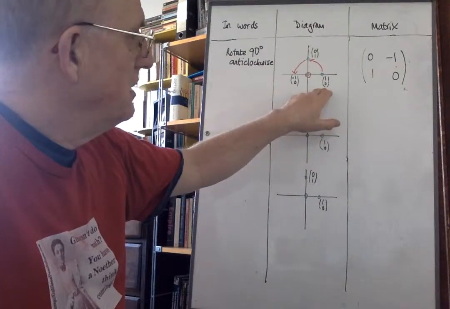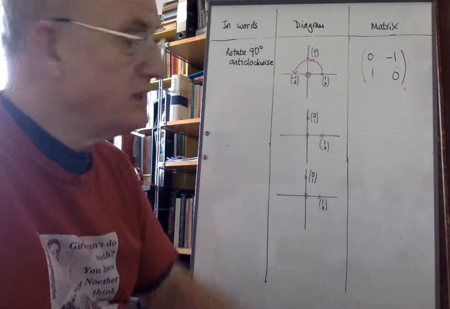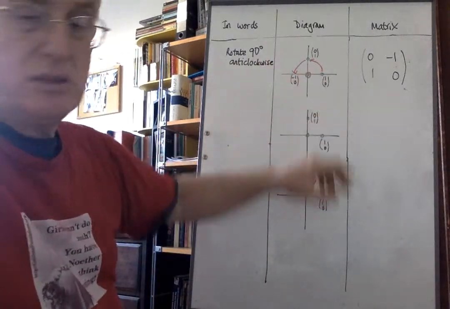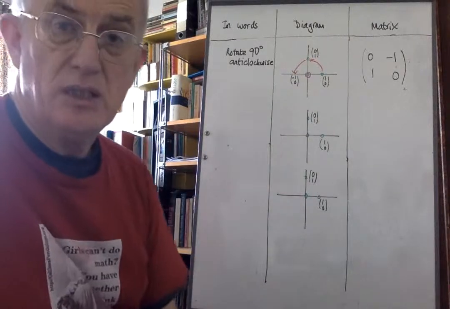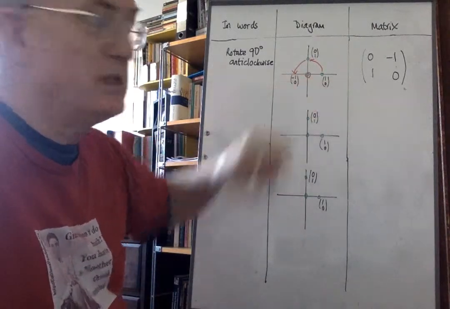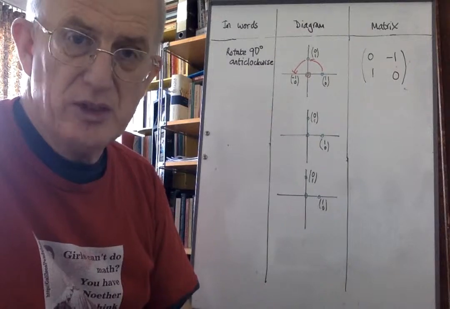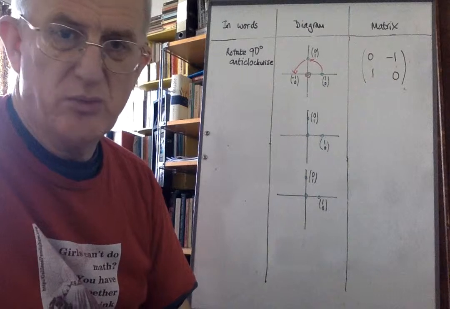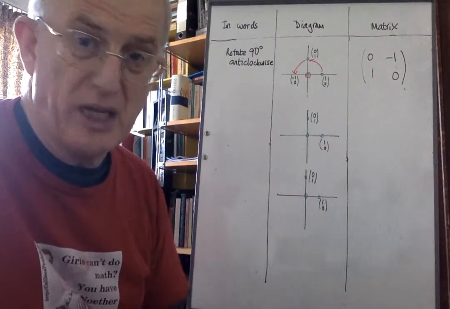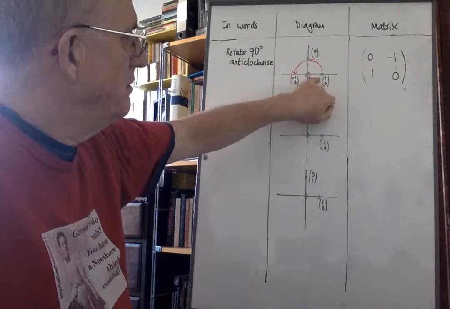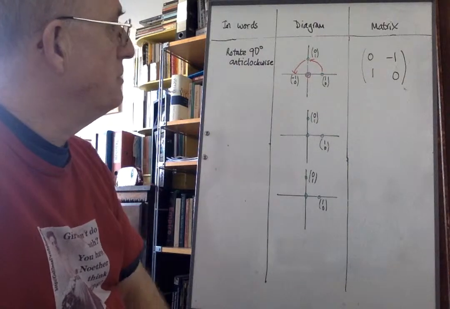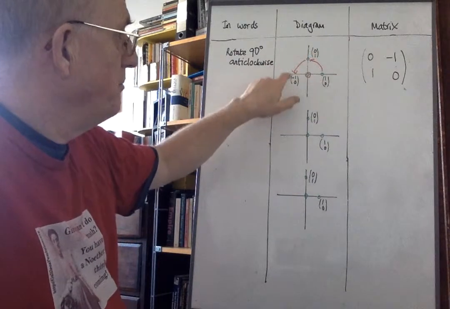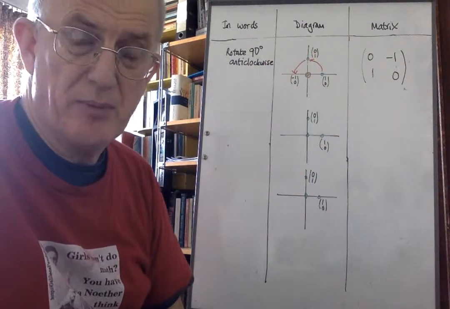So that's the point (1, 0) on the x-axis. That's the point (0, 1) on the y-axis. And the red arrows show what happens if I rotate anticlockwise. The origin stays where it is, and the origin stays where it is with all these transformations. So one of these 3 points will always stay where it is. But this one moves up to (0, 1). (0, 1), meanwhile, has moved round to (-1, 0).